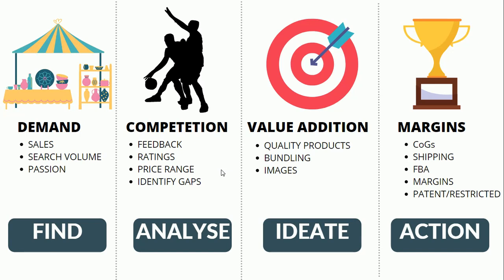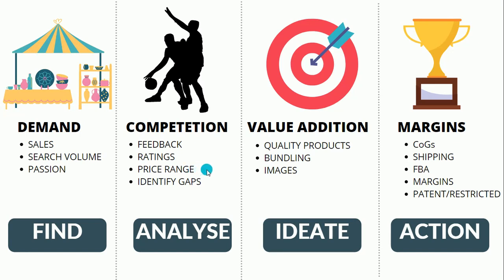Now I see for the exact same product, there are sellers selling at $20, and there are sellers who are also selling at $40 or $45. So I, as a beginner, can start at $20 and then work my way up to 45 and hit my target of 35% net profit margin. So always enter markets where there is a good price range.